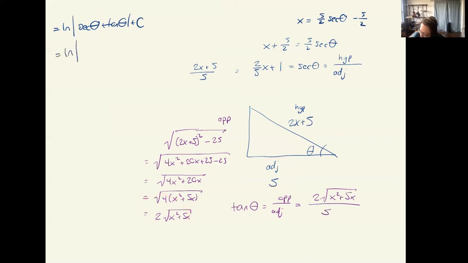So now I can finish my answer. This is the natural log of the absolute value of secant of theta, which is 2x over 5 plus 1, plus tangent of theta, which is 2 root x squared plus 5x, all divided by 5, whole thing plus c.